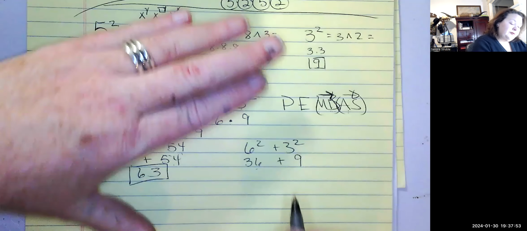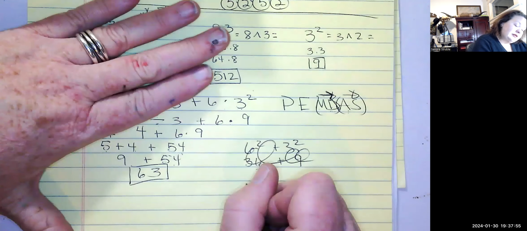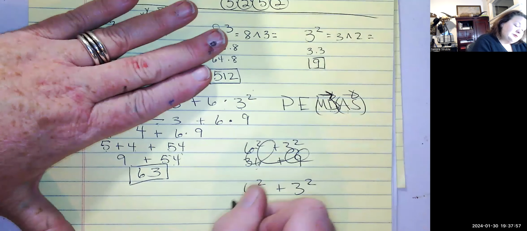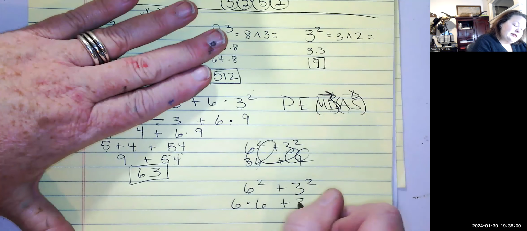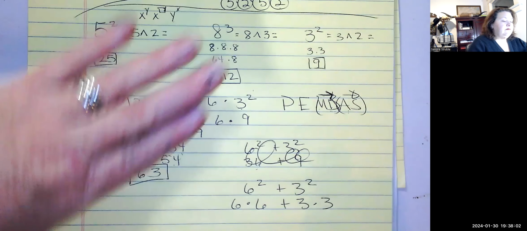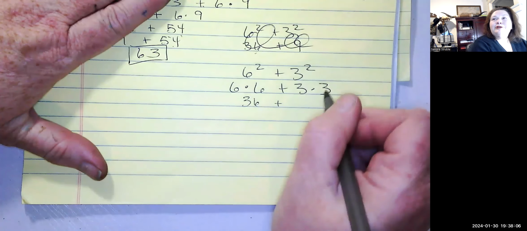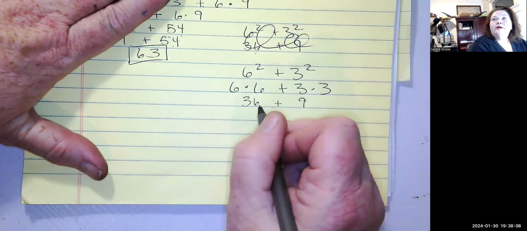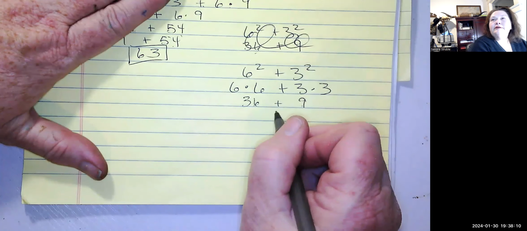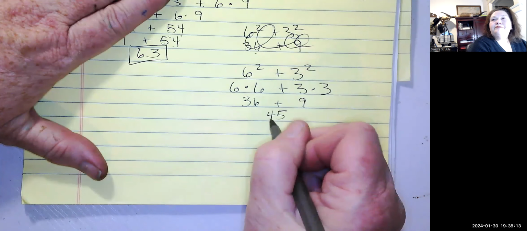Maybe I should write it that way. Hold on, y'all. I don't want to skip too many steps. 6 squared plus 3 squared. So this means 6 times 6 plus 3 times 3. 6 times 6 is 36, plus 3 times 3 is 9. 36 plus 9 is 45.